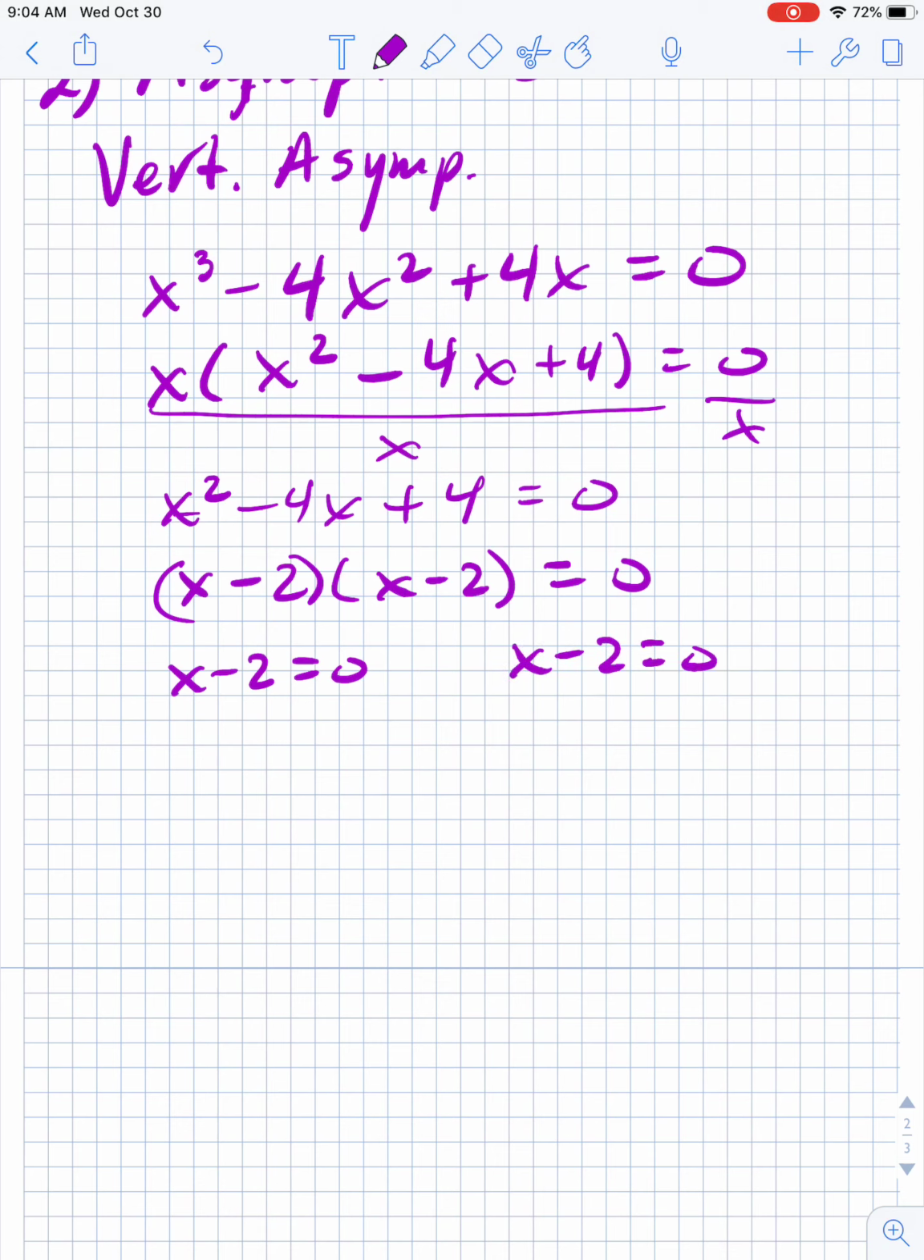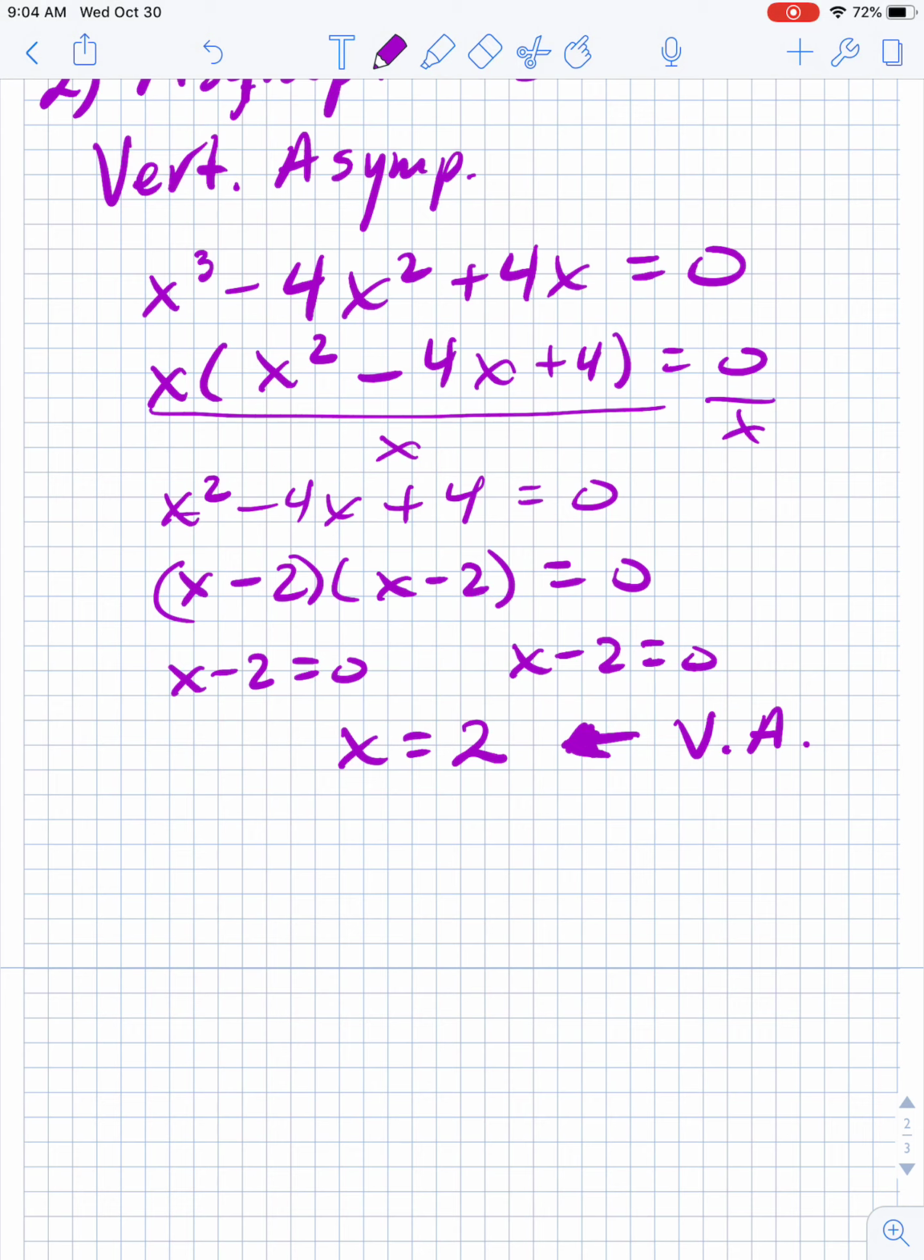Because they're the same, I only have to deal with really just the one equation where x is equal to 2. This is going to be my vertical asymptote. Okay, that equation right there, x is equal to 2.